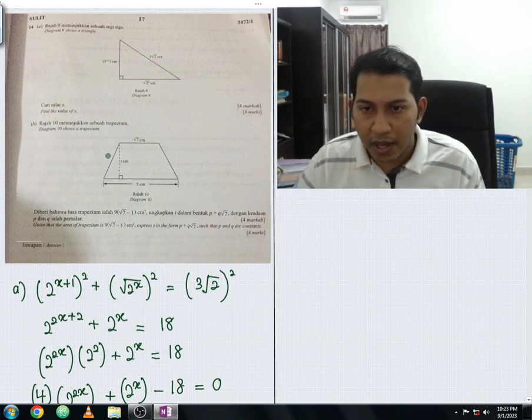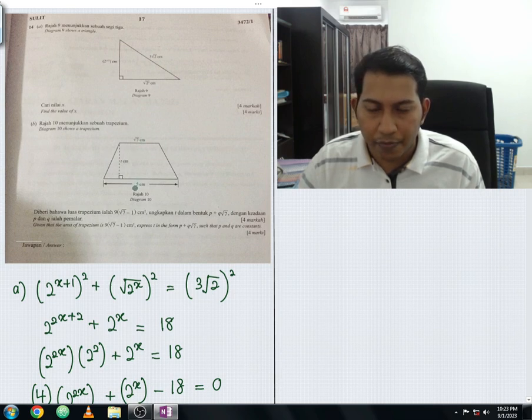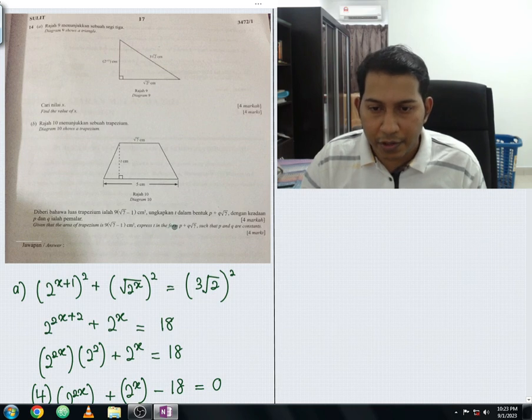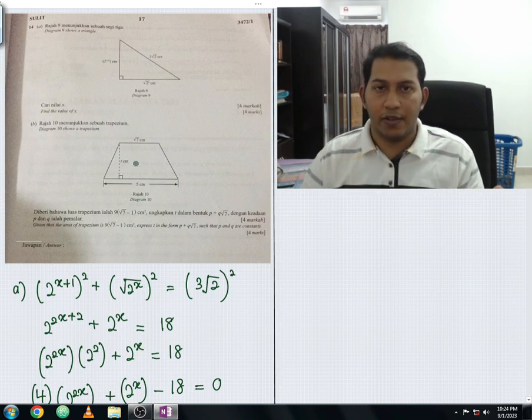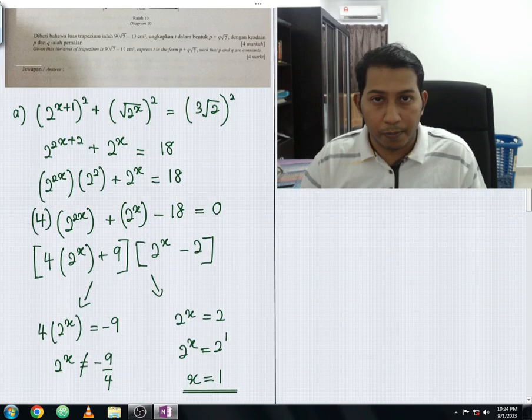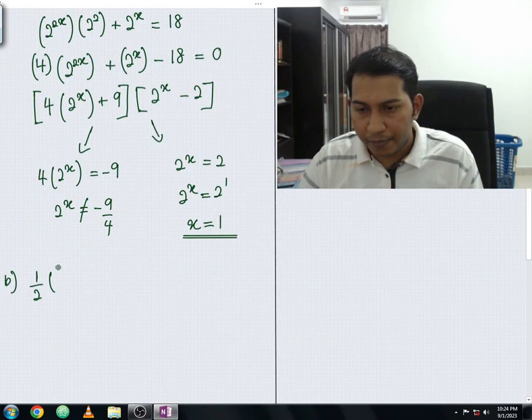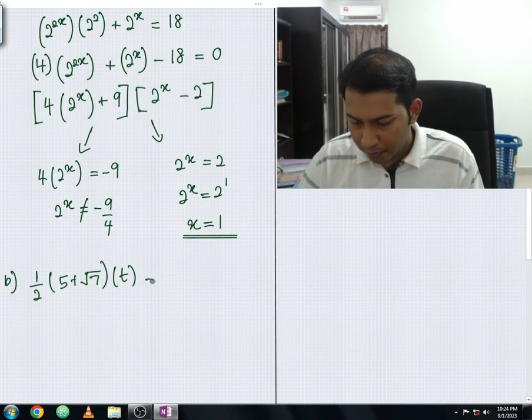Okay, so from here, half times square root 7 plus 5. Okay, we can do that, but we need to make sure that we express it in this particular form, which in this case will be 5 plus square root 7. Okay, so please be careful, guys. Half times 5 plus square root 7, times the height, in this case is t. So from here you should get equals to 9 times square root 7 minus 1.